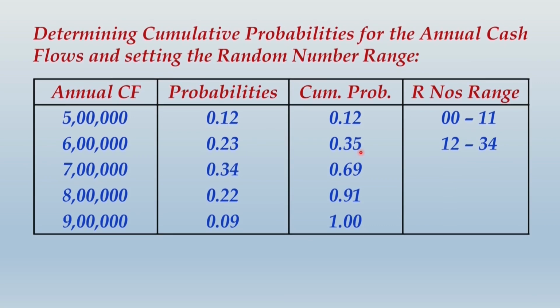Similarly, if the cumulative probability over here has ranged up to 0.69, the random number range will start from 35, because after 34 the next number will be 35, and it would go up to 1 less than 69, that will be 68. So 35 to 68 is the third range. Then the next range will begin from 69, and here it is 0.91, so it will go up to 90. So 69 to 90 is the random number range for the fourth component of cash flow, and for the last one it will begin from 91 and will go up to 99.